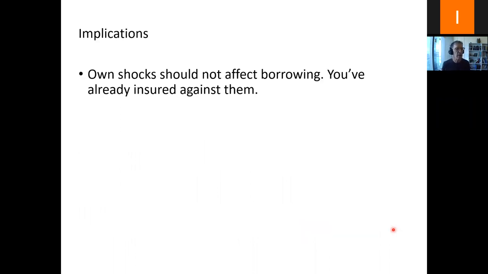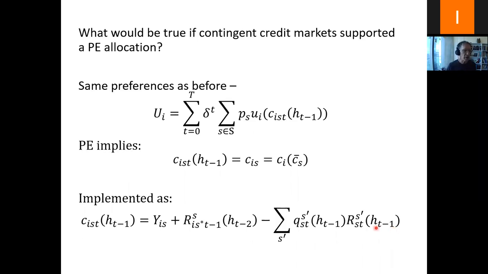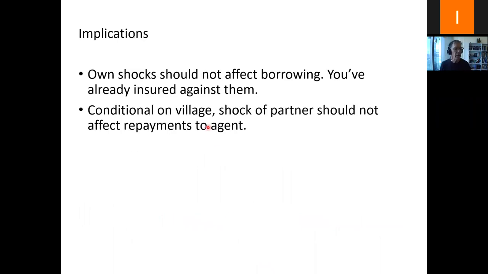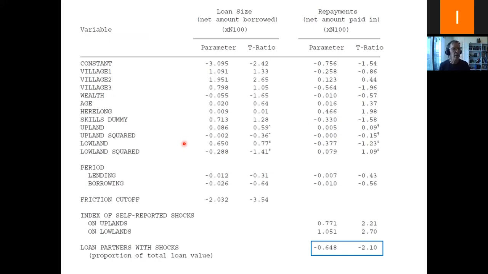And that implies that my own shocks shouldn't affect my borrowing, because my shocks are completely taken care of by the loans I took out the year before. And conditional on the village shock, the shock of my partner shouldn't affect repayments to me. Only my shocks should affect repayments to me. Okay. And I reject both of those implications. In this table, I'm just showing that, in fact, if my partner has had a shock, it does affect how much I'm repaid, which means I haven't diversified my loans properly across the village.